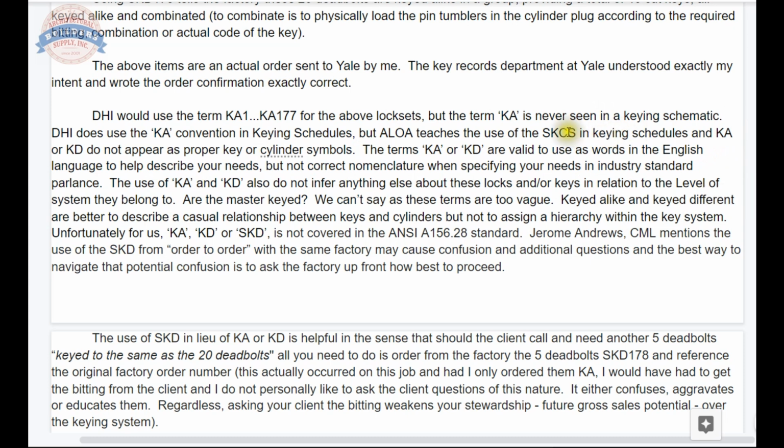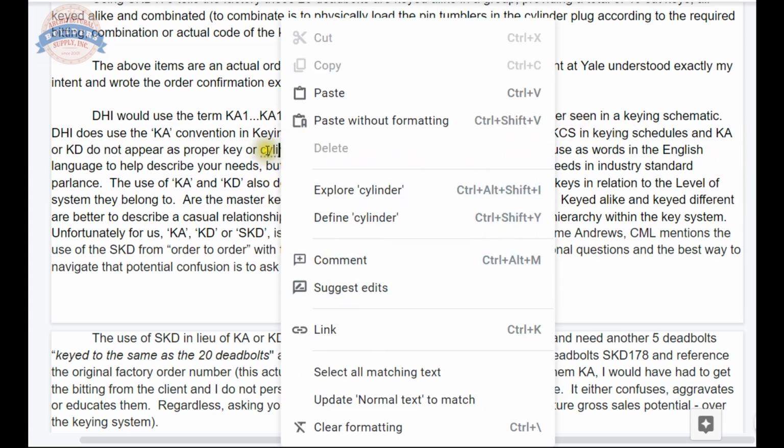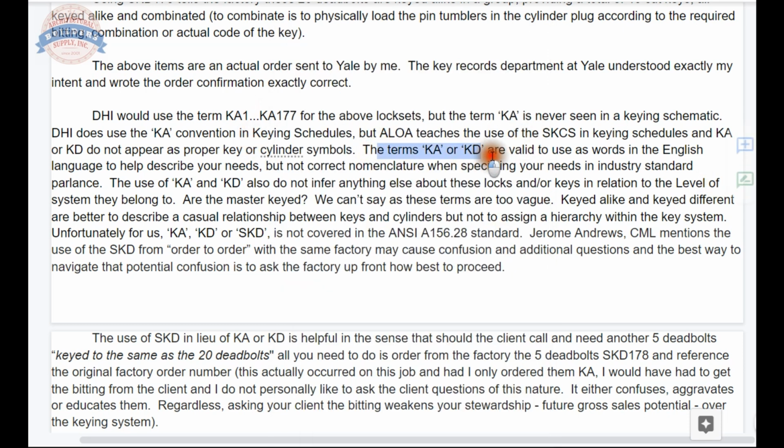The terms KA or KD are valid to use as words in the English language to help describe our needs, but we don't convert that into industry standard framework language. But what I'm saying is they're not correct nomenclature when specifying your needs in industry standard parlance. The use of KA or KD also do not infer anything else about these locks and or keys. I'm just changing that to cylinders. In relation to the level of the system they belong to.